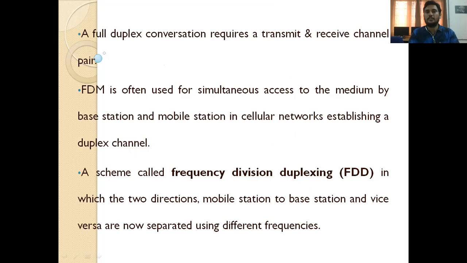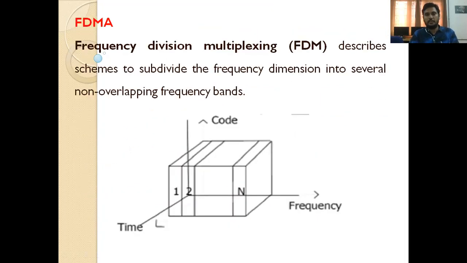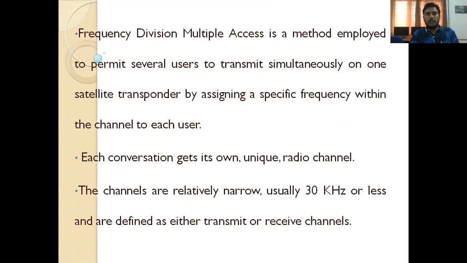So here the full duplex conversion requires a transmit and receive channel pair. So FDM is often used for simultaneous access of the medium by base station and mobile stations. That's what we covered here in FDMA. Frequency is subdivided into a number of bands and channels. So users use these channels to transmit the data.